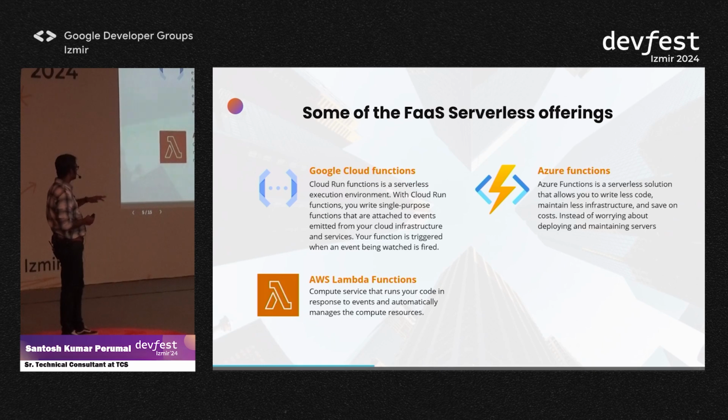All three are more or less the same, just the naming convention and the approach that they follow differ, and they come from different vendors. And we have AWS, with Lambda Functions. So you might be wondering, what is FaaS? F-A-A-S. FaaS stands for Function as a Service.